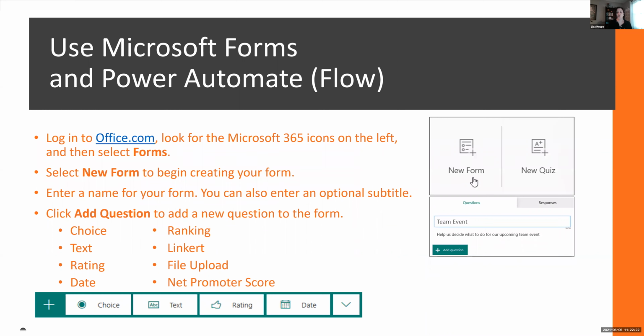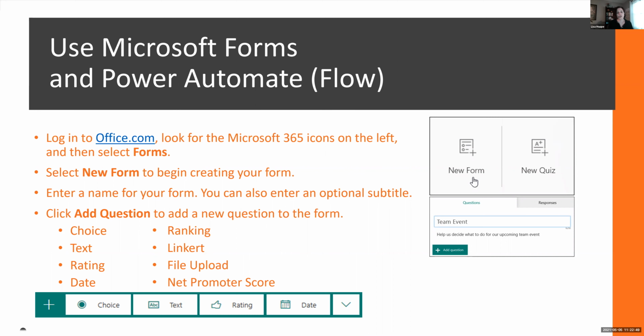To create a form, you log into Microsoft.com, and the Microsoft 365 icons will appear on the left side of your screen. Forms will be an option, and you create the form, name it, and add an optional subtitle. So we always recommend that you add a good description in the subtitle so people know what your goal is and the purpose of the form.